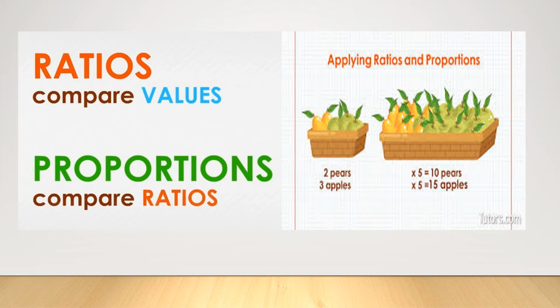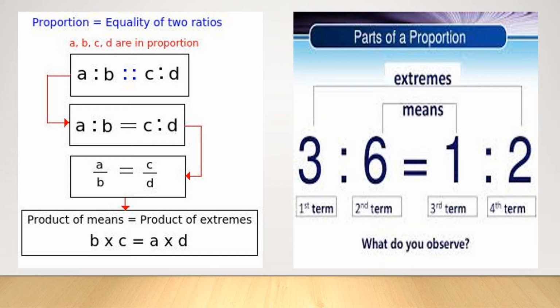Now you can see 2 into 5 is 10 and 3 into 5 is 15. So 2 by 3 is equal to 10 by 15. They are equivalent ratios. Such ratios, when you are comparing, are called proportions. So a statement of equality of ratios is called proportion. What is proportion? Proportion is equality of two ratios.